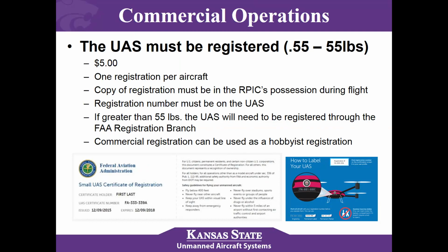The registration number must be on the UAS placard, just as we said before. It could be engraved, permanent label, or permanent marker. If it's greater than 55 pounds and you're able to operate that under an authorization or a waiver, then you're going to need to register that aircraft through that same paper carbon copy process through Oklahoma City, as I mentioned on the hobbyist side. Commercial registration can be used as a hobbyist registration. I mentioned that earlier. The inverse does not work, but for a commercial registration, you can use it to operate as a hobbyist as well.